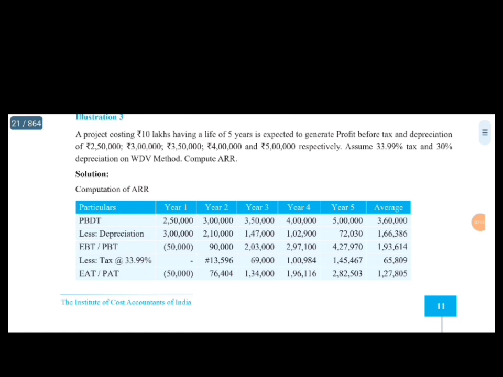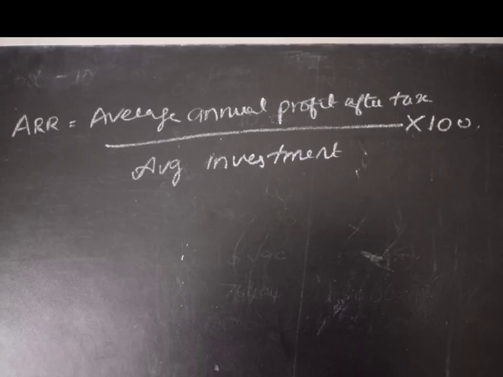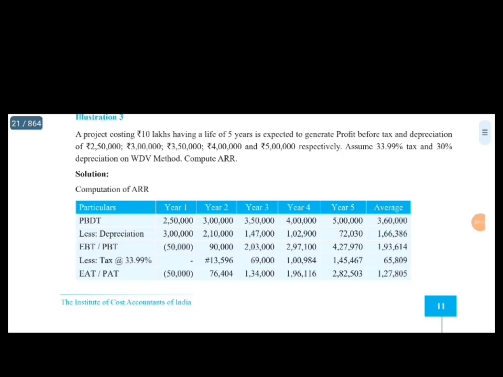that is ARR, average rate of return method. So what is the formula for ARR method? Average annual profit after tax divided by average investment into 100. So let's see the first part of the formula, that is average annual profit after tax.